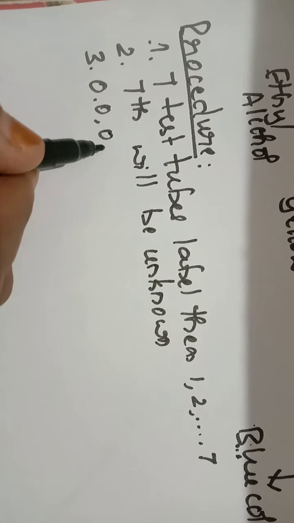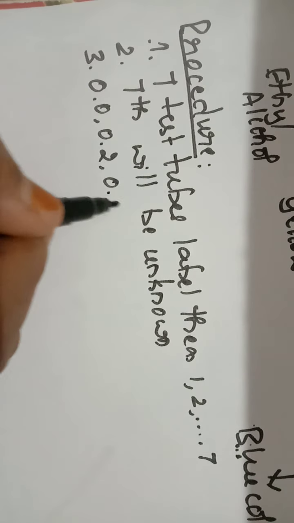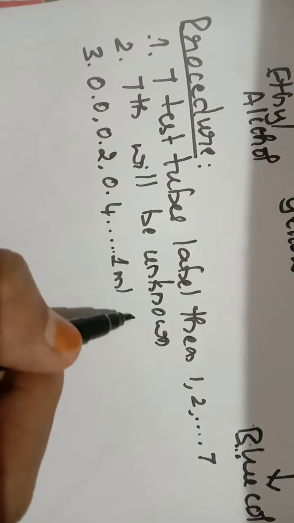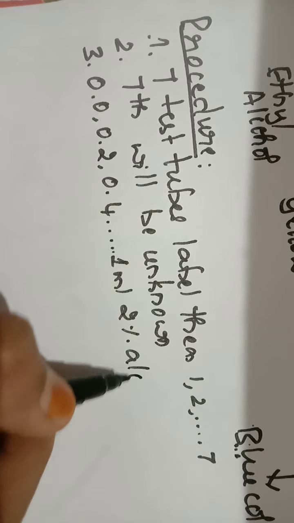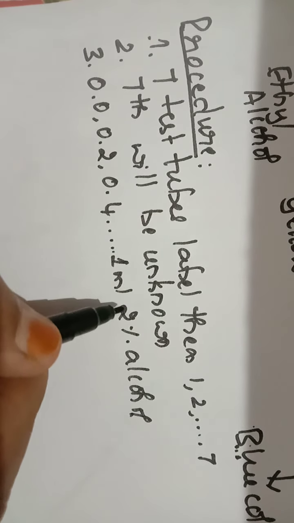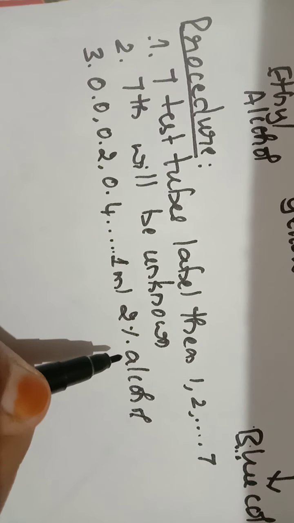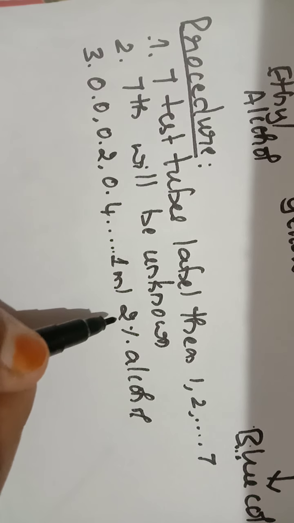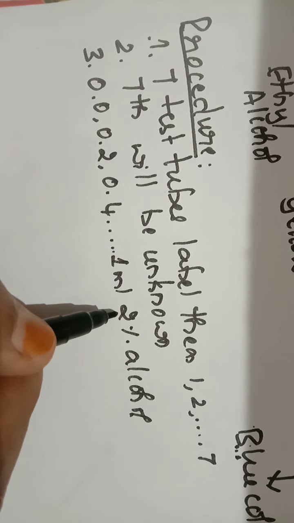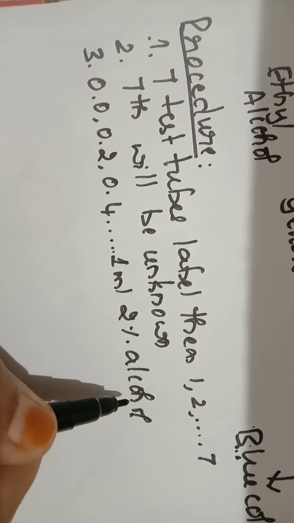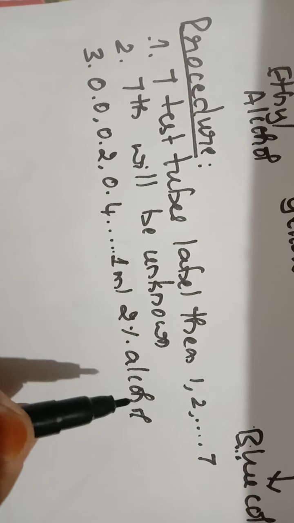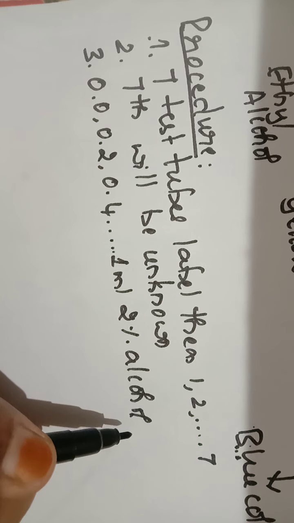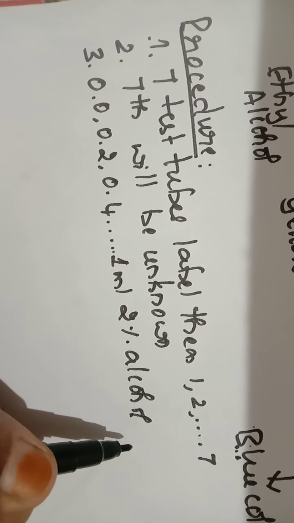Next, we have to add 0.0 ml, 0.2 ml, 0.4 ml, like that, up to 1 ml of 2% alcohol. Here the standard alcohol will be taken as 2% alcohol. How do we prepare the 2% alcohol? We add 2 ml of alcohol into 98 ml of distilled water to make it 100 ml.